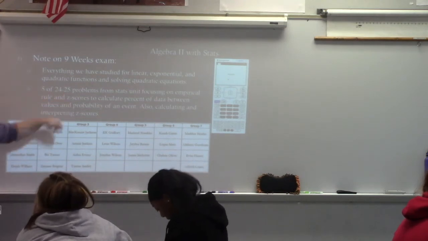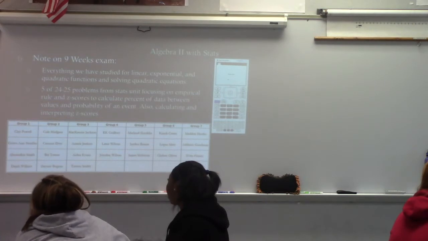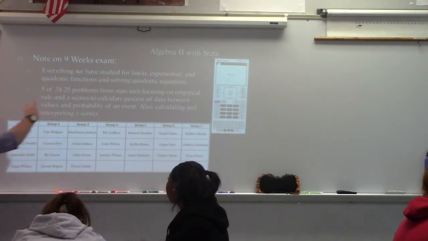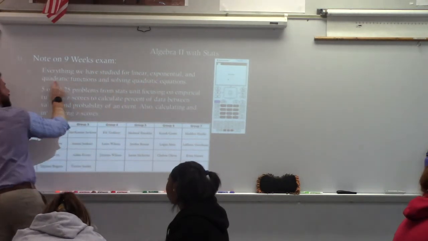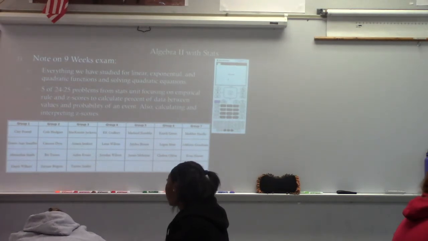5 of the 24 to 25 problems will be from the stats unit. So note the majority of the questions are coming from what? Quadratic. Algebra 2, yes, but what did we cover in that second unit? Thank you. That first bullet point is the majority of the exam, but there will be some about statistics on there.